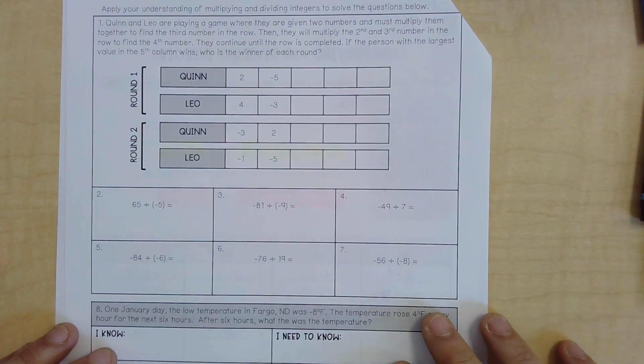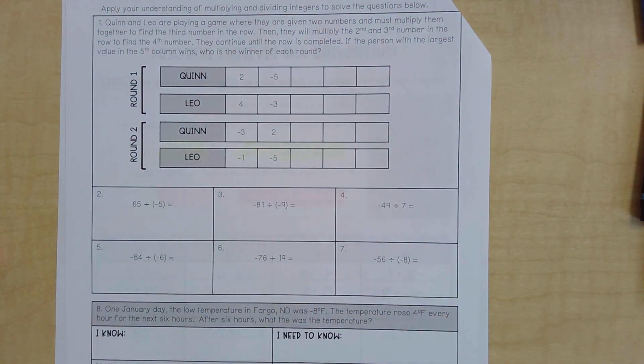All right. So there's a lot going on here. It says Quinn and Leo are playing a game where they are given 2 numbers and must multiply them together to find the third number in the row. Then they will multiply the second and third number in the row to find the fourth number. They continue until the row is completed. If the person with the largest number value in the 5th row wins, who is the winner of each round?